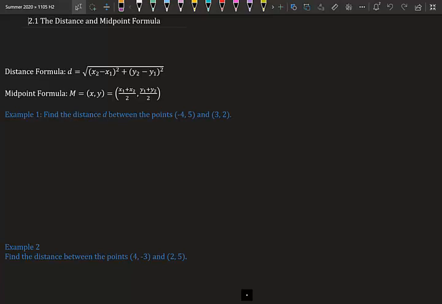2.1, the distance and midpoint formula. So you will need to memorize these formulas for the test and the final. If you don't have them memorized, flashcards. I was that type of person. I had to use flashcards.